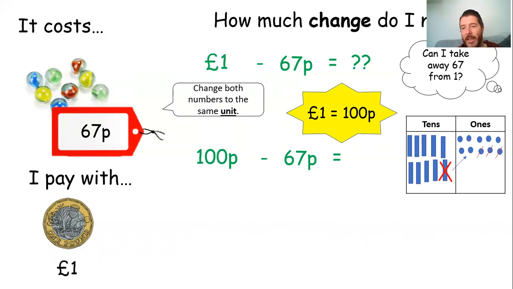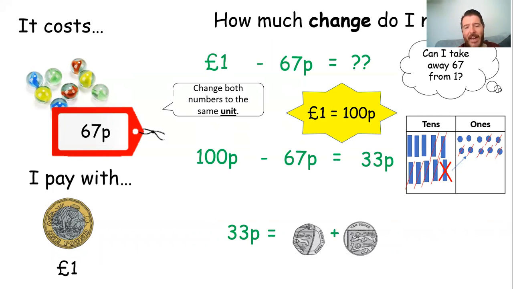Then I can take away my 7. 1, 2, 3, 4, 5, 6, 7. Then I need to take away the 6 tens. 1, 2, 3, 4, 5, 6. And that leaves me with 3 tens and 3 ones, which is 33p. Now I need to make that with coins as my next step. 33p. Well, I've not got a 30p coin. The closest I can get is a 20. And then I need a 10 to make the 30. Then I need to make the 3, which is going to be a 2 and a 1. So there's my change.